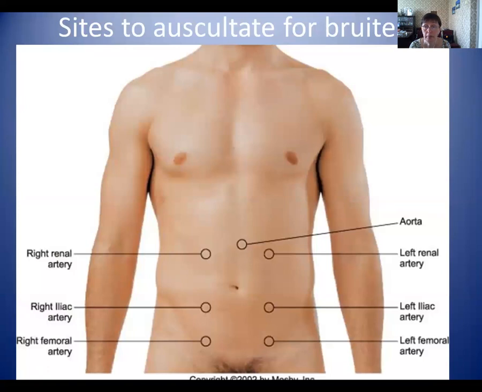This picture will remind you the sites for auscultation for bruit. If the murmur is heard over the artery, it is called bruit. And we see two sites for auscultating bruit over the right and left renal arteries in case of their stenosis.